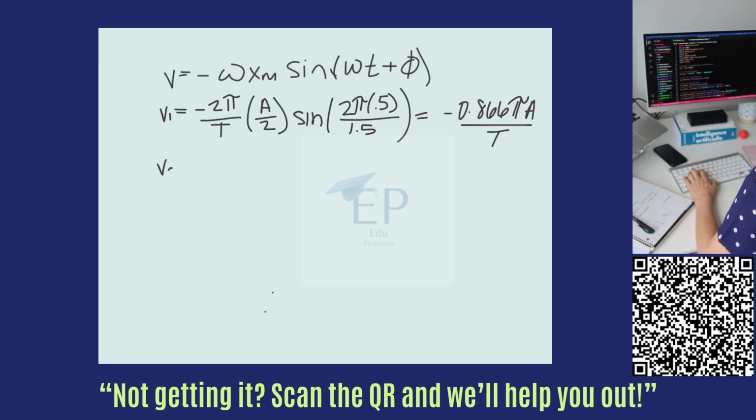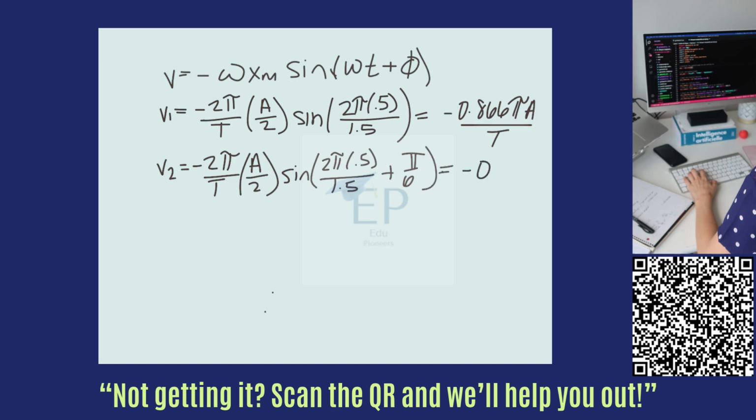And then our velocity for our second particle is going to be negative 2 pi over T times our amplitude sine 2 pi times 0.5 seconds over our period of 1.5 plus pi over 6, which gives a value of negative 0.5 pi a over T. And since both velocities are negative, that means that they are moving in the same direction.